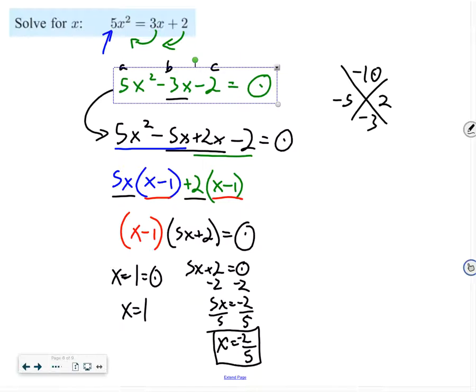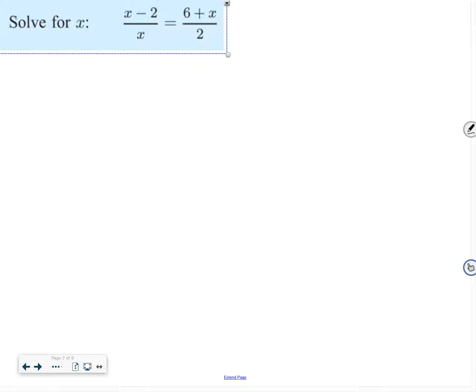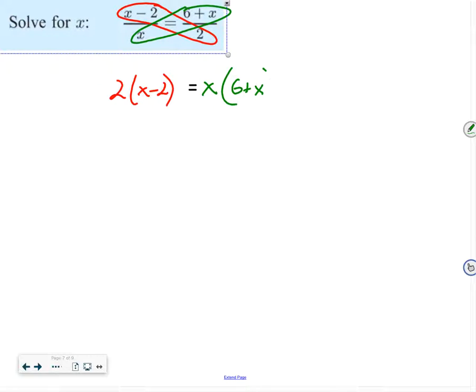Okay. So next example here, we can see that this at first does not look like a quadratic equation. Okay? But let's see what happens. So in order to simplify this process, I'm going to cross multiply. And I'm going to get 2 times x minus 2. This is equal to the cross multiplication of these two terms, which is x times the quantity 6 plus x. Remembering my parentheses so everything gets distributed.